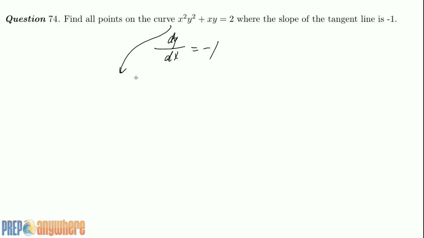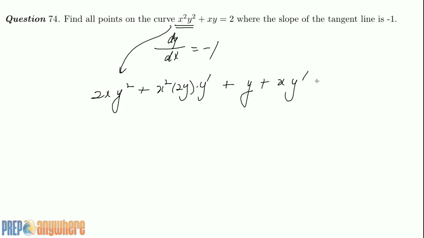Implicit differentiation first. Okay, so you get 2x y squared plus x squared 2y times y prime. So I just differentiated that part. Now, derivative of x is 1, so y plus x y prime. On the other side we get 0, because derivative of 2 is 0. Now let's replace y prime, which is dy over dx, with -1, and see what we get.